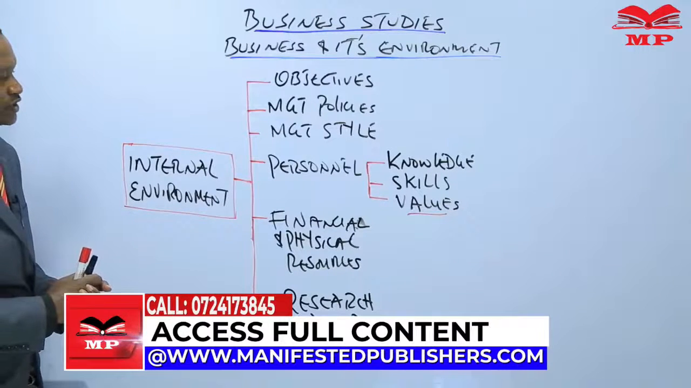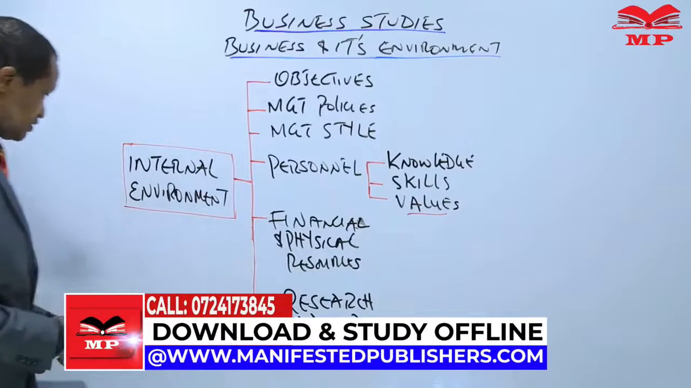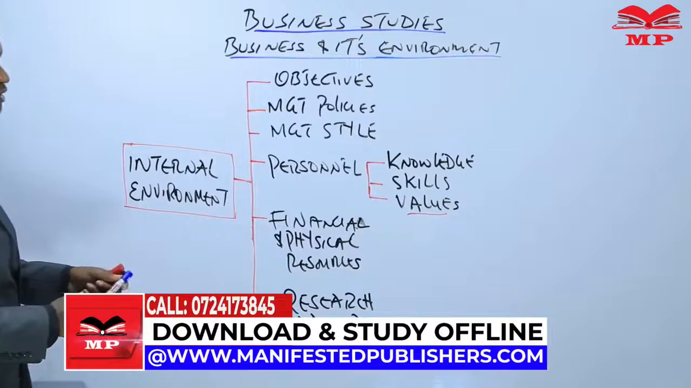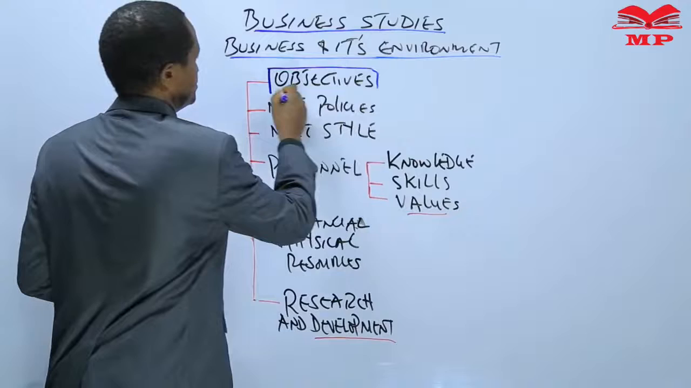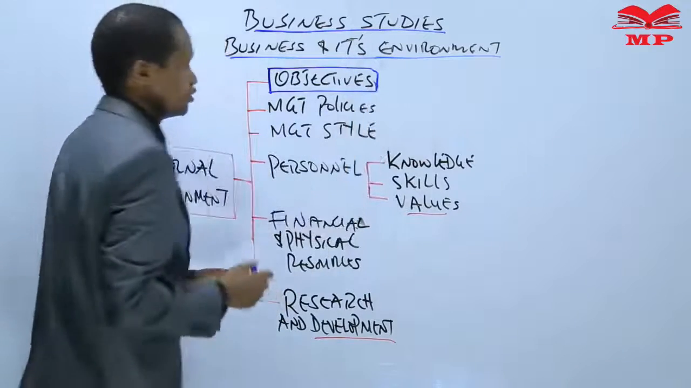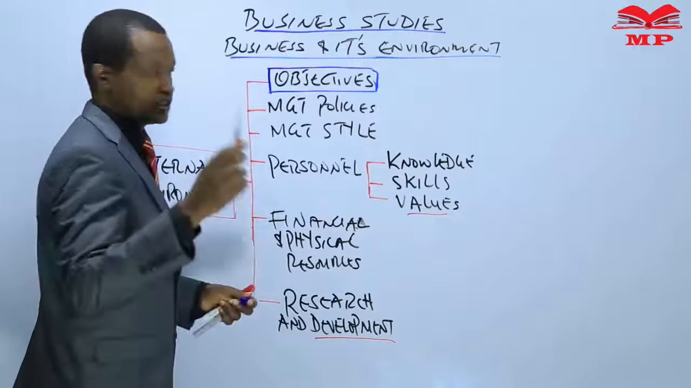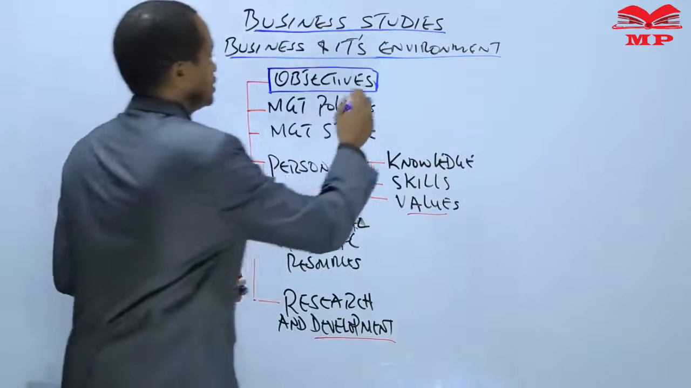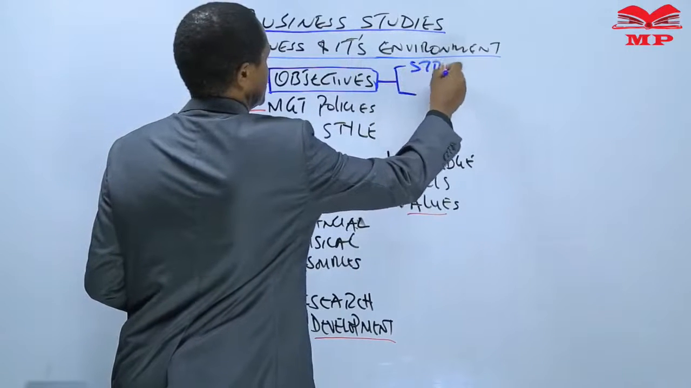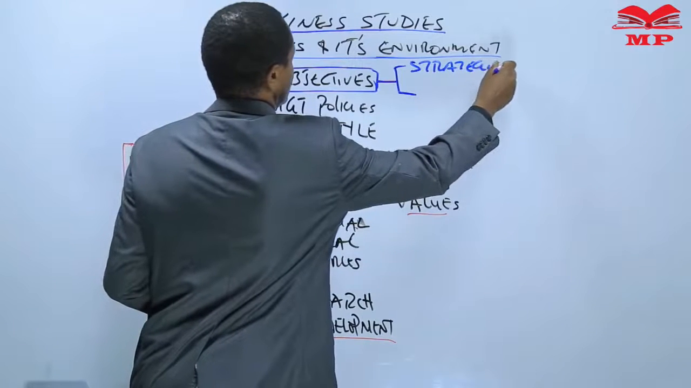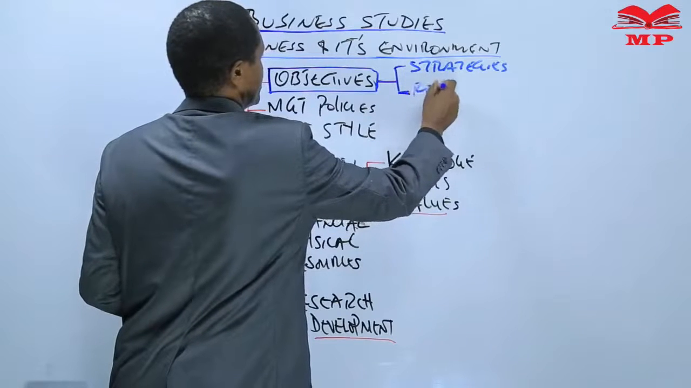So learners, you have discussed 1, 2, 3, 4, 5, 6 factors. The first one is objectives. And objective in lesson 1, we mentioned that the business has to come up with strategies, remember, strategies, and allocate resources.